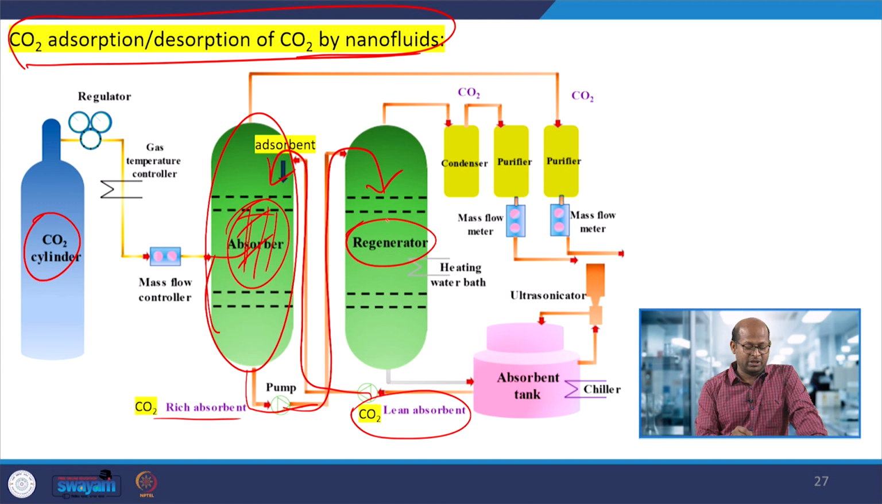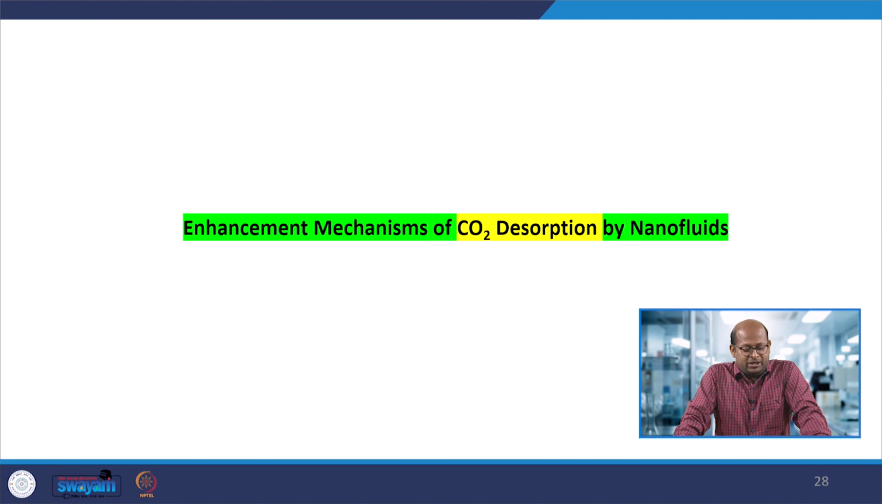So, by that way, whatever amount of CO2 gets adsorbed in that base nanofluid will again be heated up, or the temperature increased. So, we can get that CO2 gas. By that way, from any gas mixture where CO2 is present, we can separate it out by using an absorber and regenerator, using nanofluids.